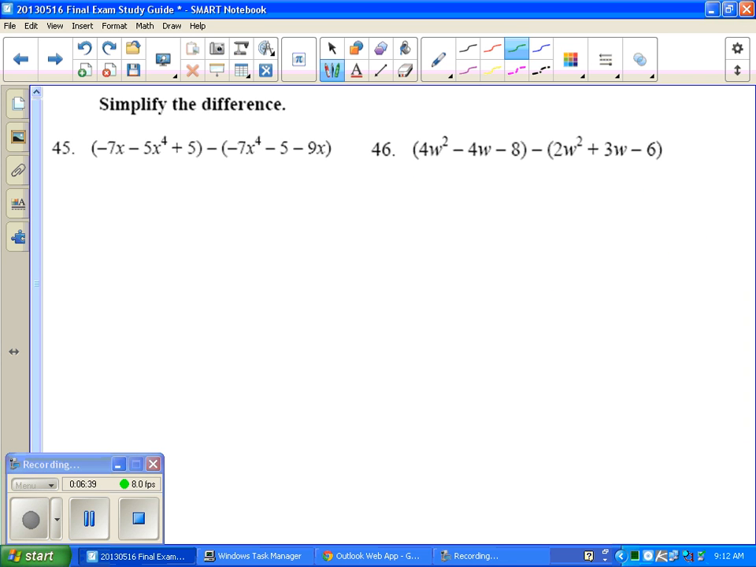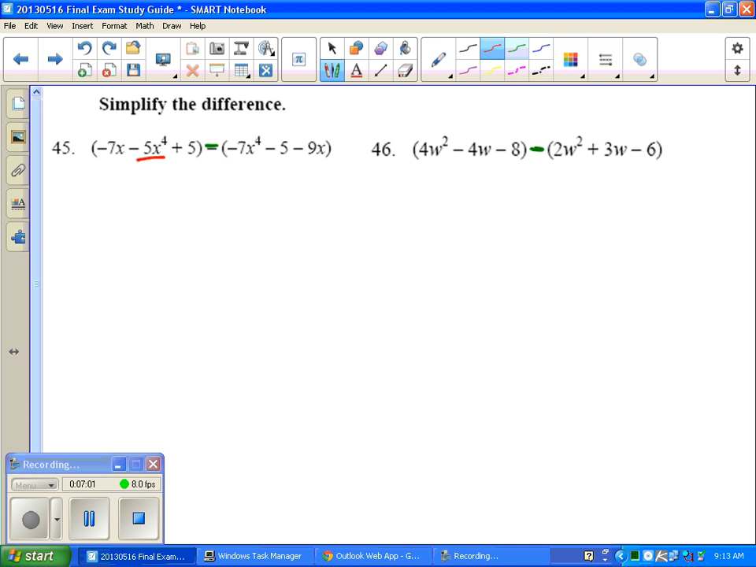Number 45, we're simplifying the difference of these. Since they're a difference, that means they have a minus in the middle of them, so you want to do the opposite of everything in the second one. You want to combine your like terms. The first one will go with your highest exponent.